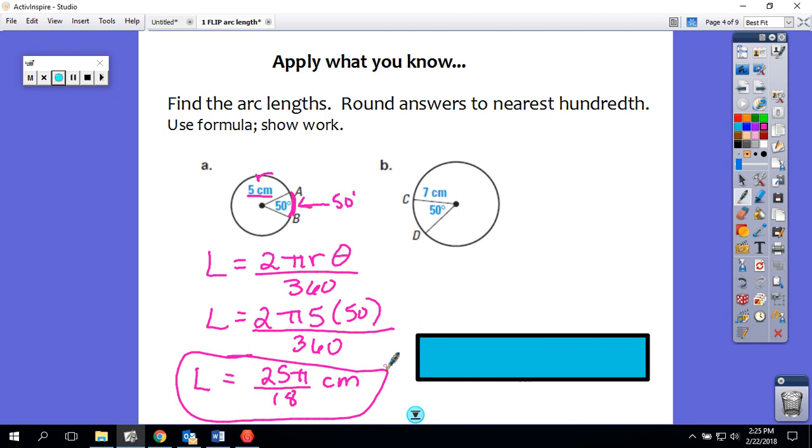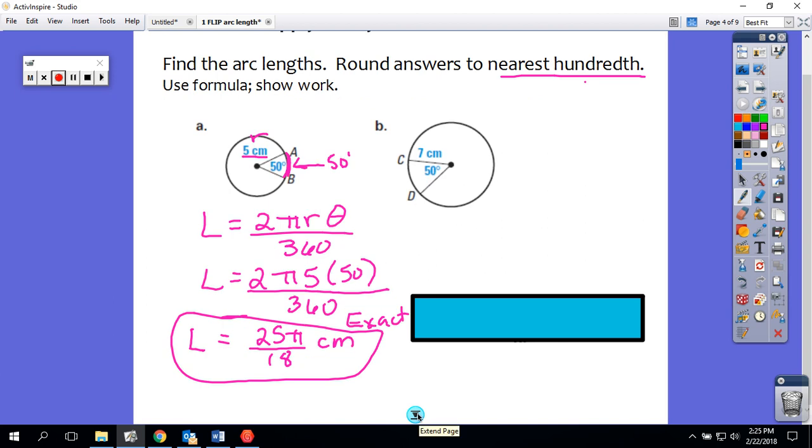If we want it as a decimal, which is what it asks us to do, this is our rounded answer. So this is exact. To get the rounded answer, I'm going to punch that in the calculator again. I'll hit the double arrow. And so my approximate answer, and it said rounded to the hundredths place, so 2 places past the decimal, is 4.36 centimeters. Okay, so exact, and this is rounded. All right, so for part B, go ahead and try that. Take a second and try it on your paper. Set it up.